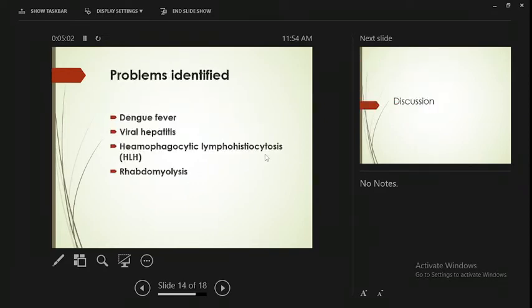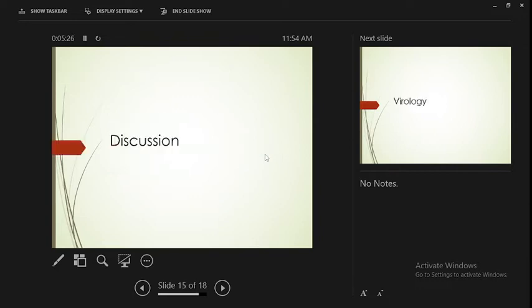Finally, the problems identified in this patient were dengue fever, viral hepatitis, hemophagocytic lymphohistiocytosis, and rhabdomyolysis. With appropriate management, the patient was discharged after 60 days. Thank you. The discussion will follow.